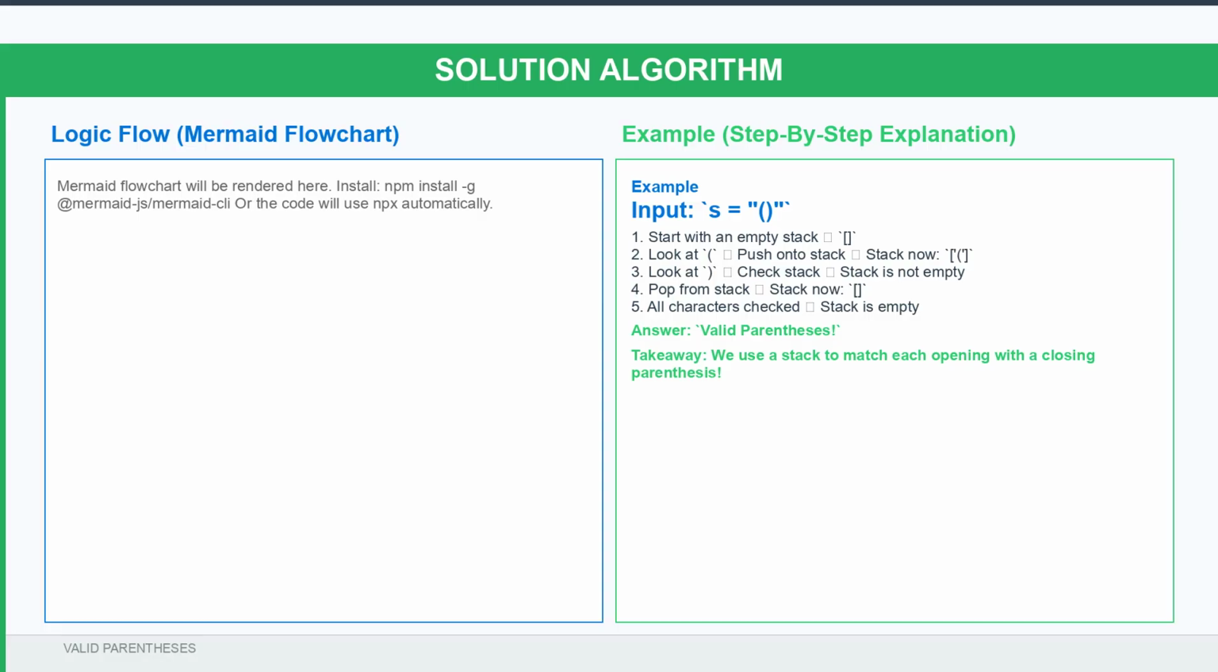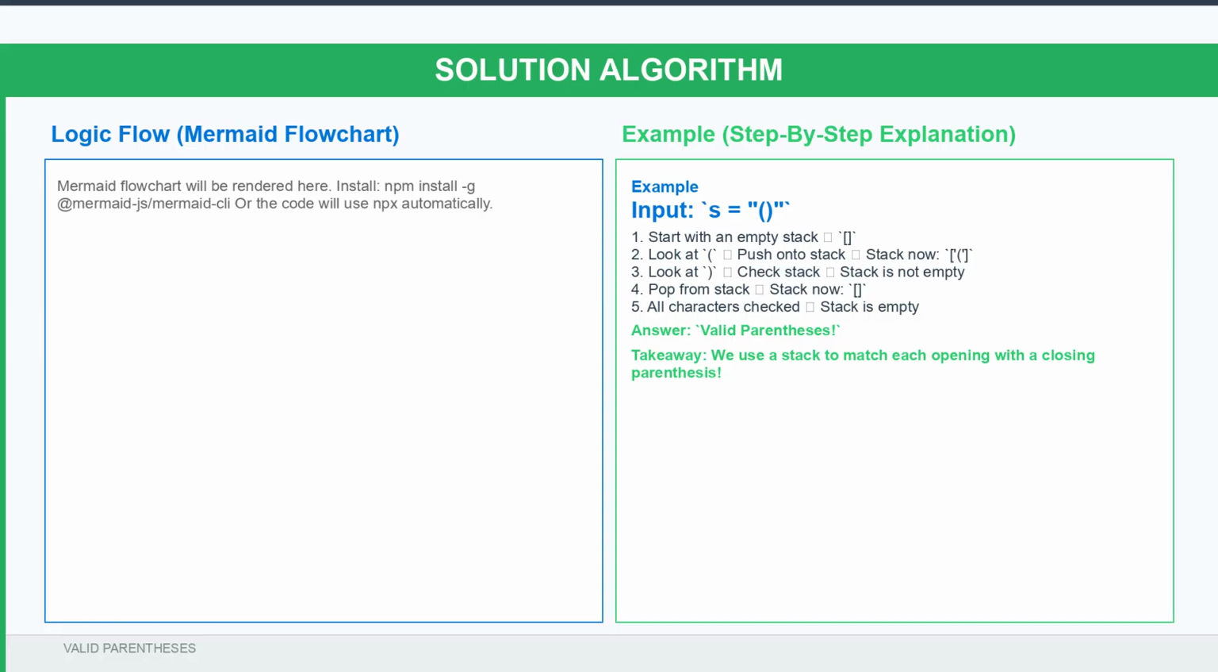Next, we set up a mapping that pairs each closing parenthesis with its corresponding opening one. For instance, a closing parenthesis maps to an opening parenthesis. As we iterate through each character in the string, we push opening parentheses onto the stack. When we encounter a closing parenthesis, we first check if the stack is empty. If it is, we know there's no matching opening parenthesis, and we can return false. If the stack isn't empty, we pop the top element and check if it matches the expected opening parenthesis.